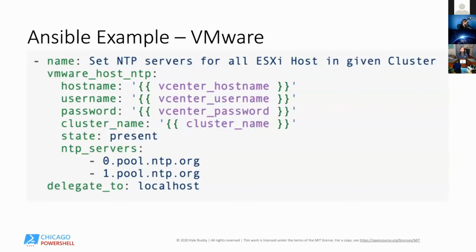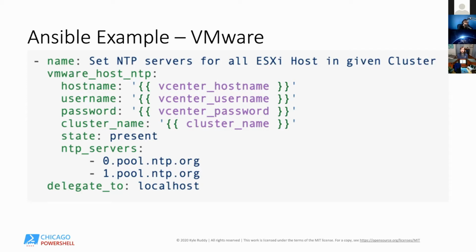So let's check out a quick Ansible example here before we dive into the DSC side of things. This is what it looks like to set an NTP server for an ESXi host using some of the VMware resources that Ansible has. At the top level, we're just defining a name for what this configuration is going to do. Name it something that you understand. Then we're using the VMware host NTP resource to connect to that host and do some things. We can see how we connect to it through our credentials, such as host name, username, and password.